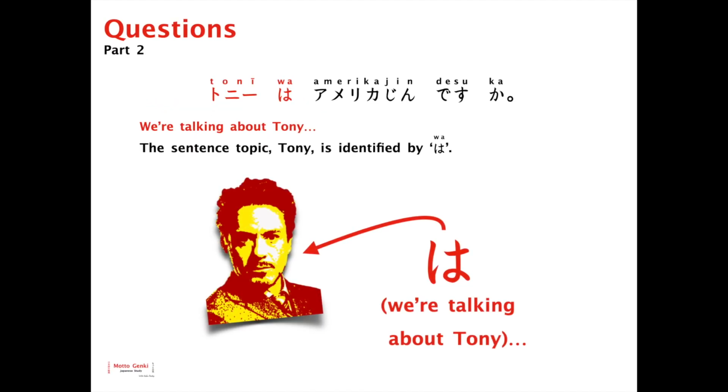So, what we're going to do, we're going to break down that sentence. We've already learnt about wa. In this one, Tony is the topic of the sentence. So, Tony wa. And again, we pronounce this as wa and not ha.